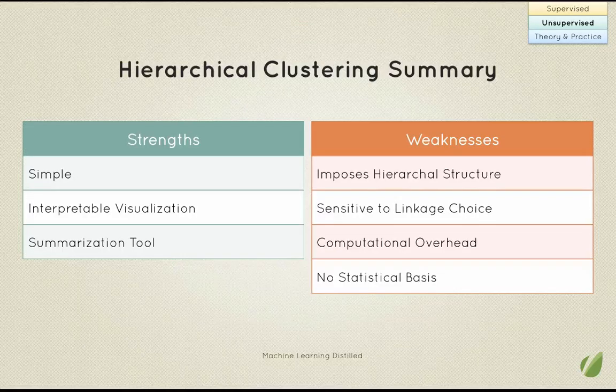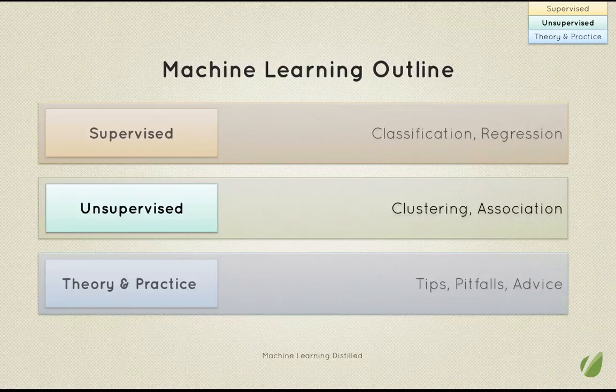Let's summarize hierarchical clustering. It's a simple algorithm that does produce a result that's interpretable and visualizable, and we can use that dendrogram as a summarization tool. On the downside, however, hierarchical clustering imposes this hierarchy on the data, even if it's not appropriate. It may be very sensitive to the linkage choice, that is the definition of intercluster distance. It's going to have significant computational overhead because we have to compute so many distances between all the points. And really, it has very little or no statistical basis. This has been a look at hierarchical clustering, which is an unsupervised method.